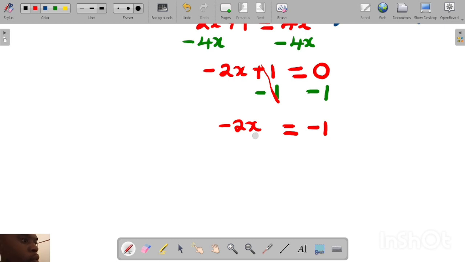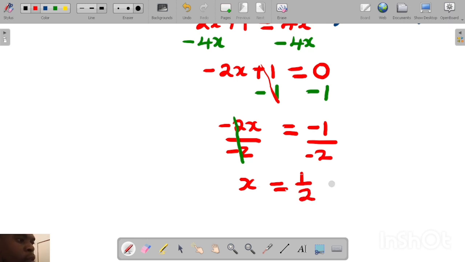To find the value of x, divide both sides of this equation by negative 2. The 2's cancel. Then x is equal to negative 1 over negative 2, which is positive because they are dividing each other. So we have positive half. So x is equal to positive half.